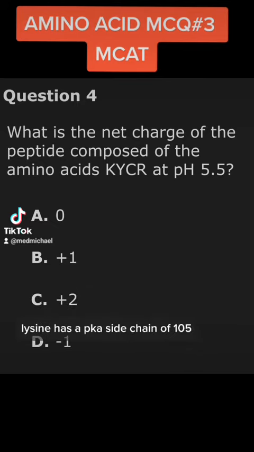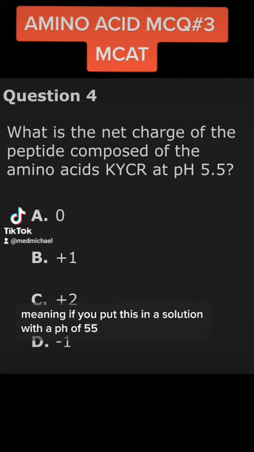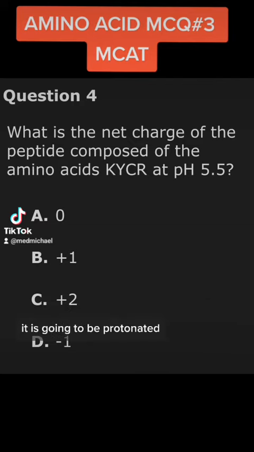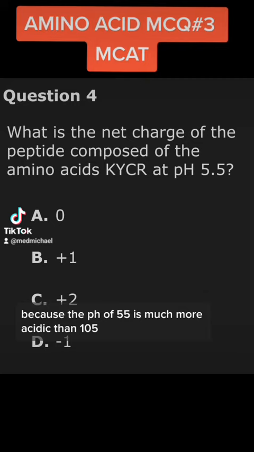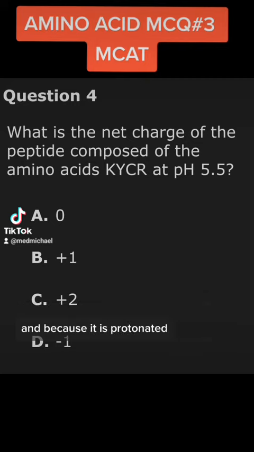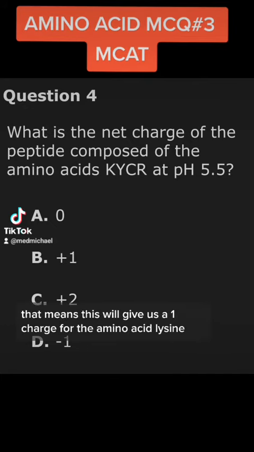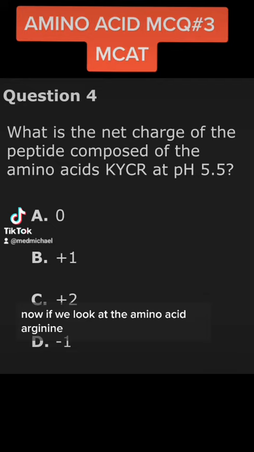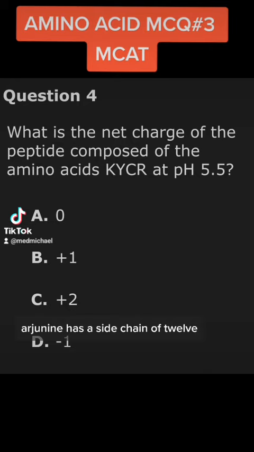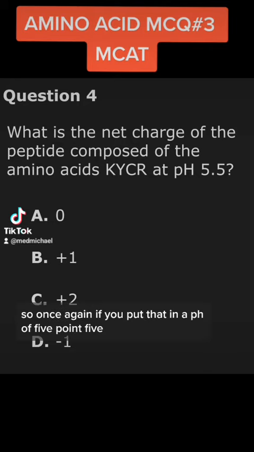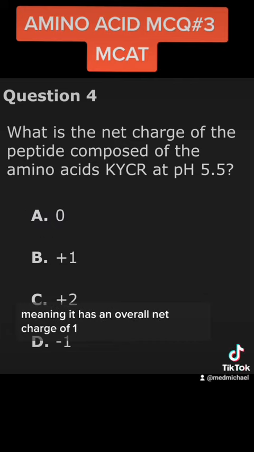Starting with lysine. Lysine has a pKa side chain of 10.5, meaning if you put this in a solution with a pH of 5.5, it is going to be protonated because a pH of 5.5 is much more acidic than 10.5. And because it is protonated, that means this will give us a +1 charge for the amino acid lysine. Now, if we look at the amino acid arginine, arginine has a side chain of 12. So once again, if you put that in a pH of 5.5, it's also going to become protonated, meaning it has an overall net charge of +1, making a total of 2 with lysine and arginine.